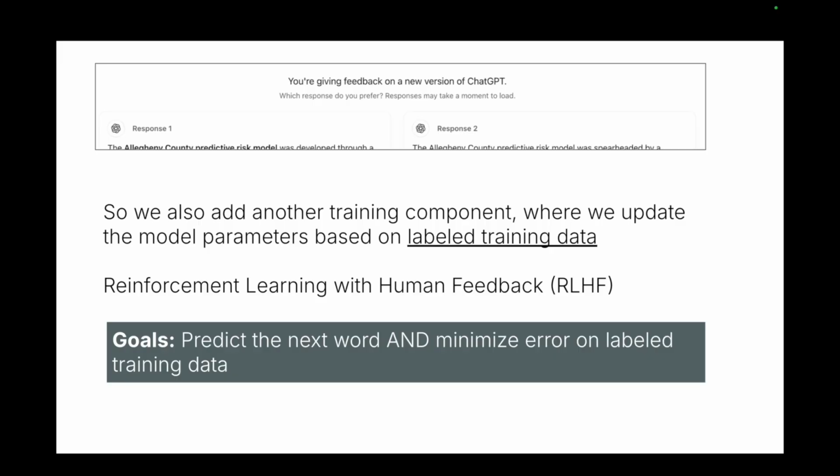So what we had to do was add another training component where we update the model parameters based on labeled training data. And so if you've ever been in a chat AI application and you had two different responses and you chose the one which you preferred, you have contributed to this training component, this labeled training data. And this is a process called reinforcement learning with human feedback. And so now our model has the goal of predicting the next word and another goal to minimize error on labeled training data.